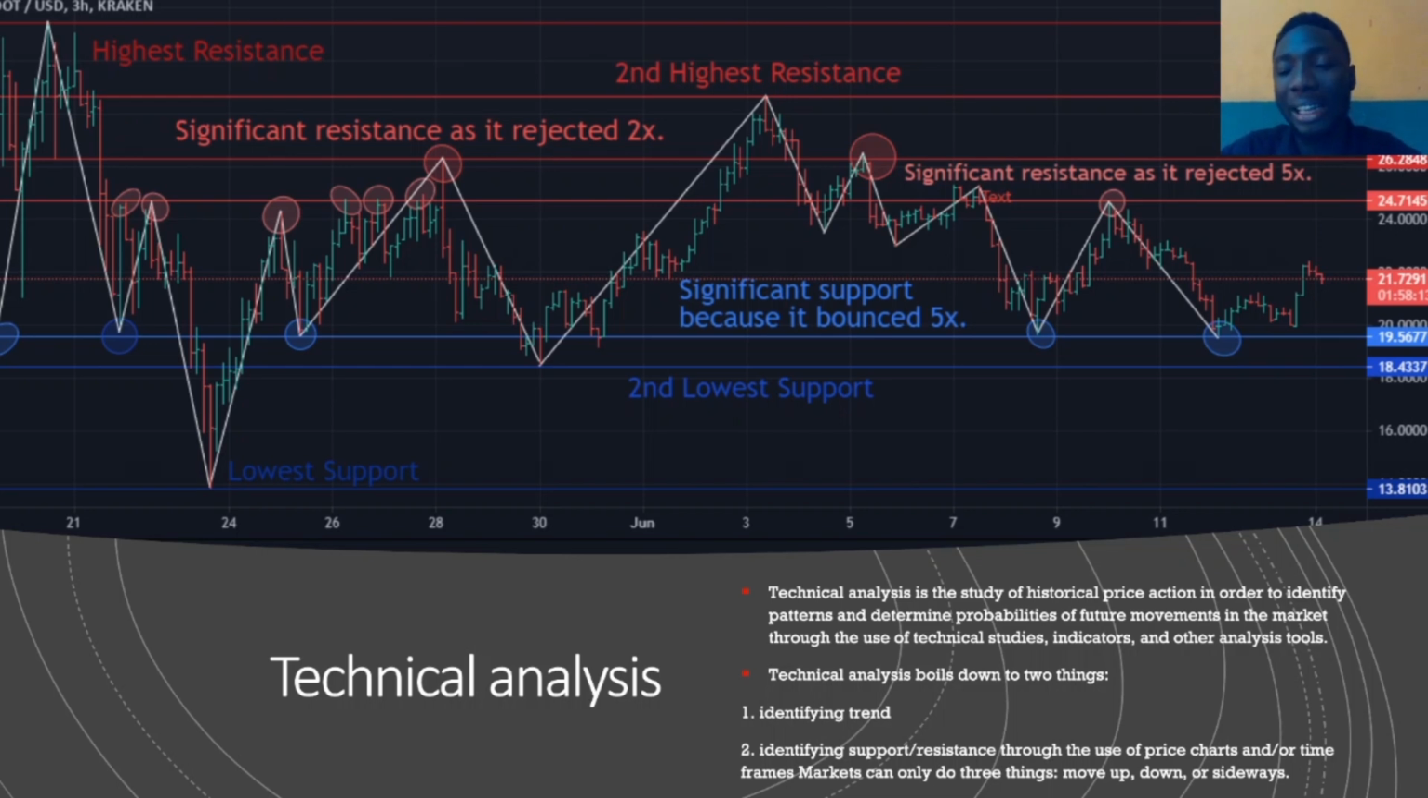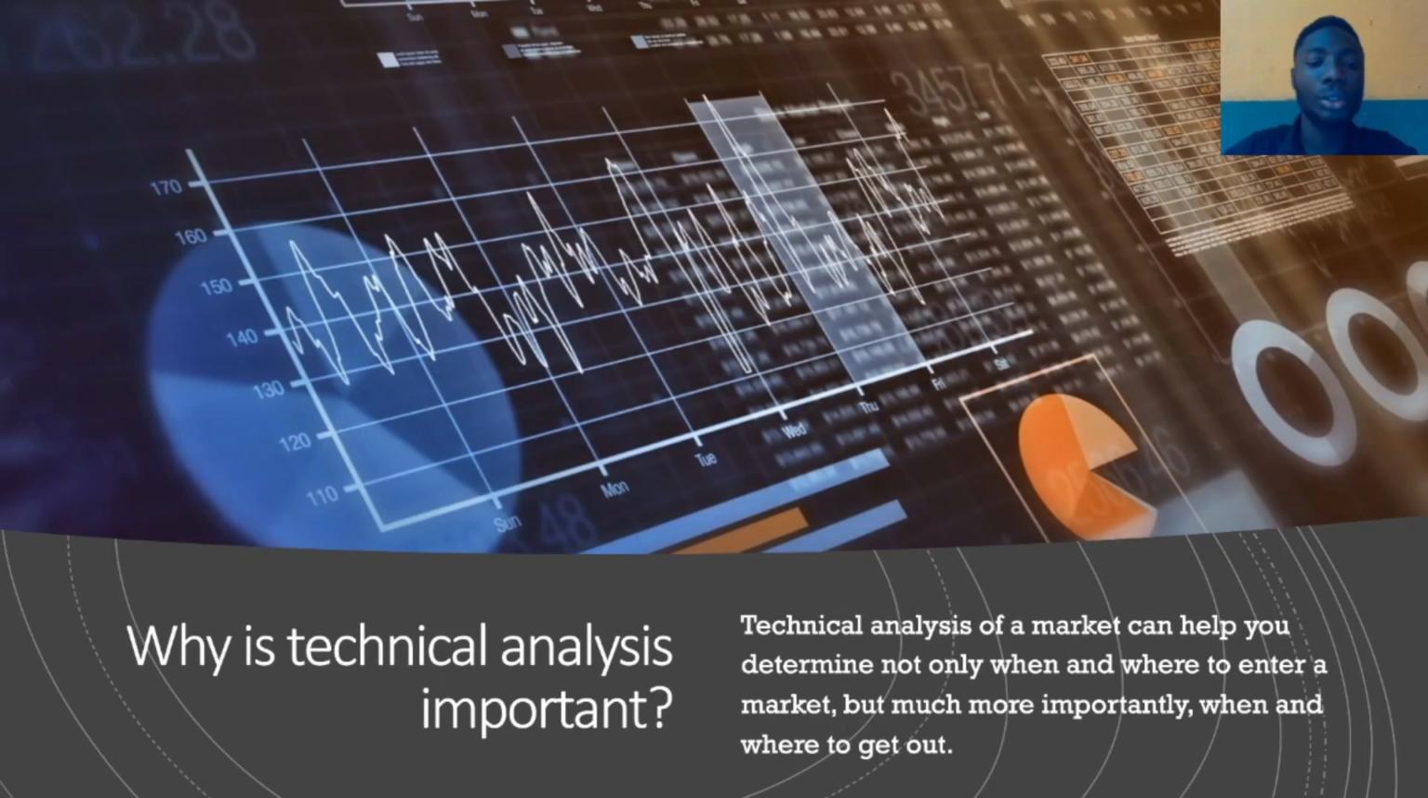So we have technical analysis. Technical analysis is the study of historical price action in order to identify patterns and determine probability. It's the game of probability, like I said in the beginning, the number game. So the probability of future movements in the market through the use of technical studies, indicators, and other analysis tools. We use different patterns. I gave you every one of those blueprints from the beginning. Use them to identify where the market is heading to, and you do well to position yourself to it. So technical analysis boils down to two things: identifying trends, and identifying support and resistance through the use of price action, identifying the movement, the direction, the entry. And congratulations, I'll be teaching you every one of those things, every one of those technical analyses. I'll be teaching you everything in this course from scratch down to you being a pro trader, and you can stand out anywhere.